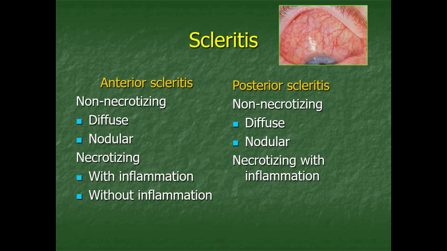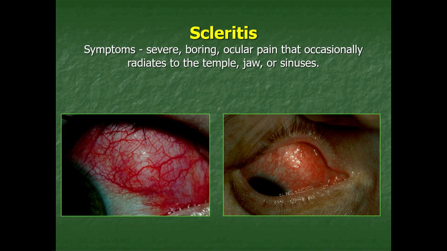Scleritis may be anterior, posterior, non-necrotizing or necrotizing, diffuse or nodular. On this picture, you can see examples of scleritis. The patient usually complains of severe boring ocular pain that radiates to the temple, jaw, or sinuses. Very severe condition of the patient.